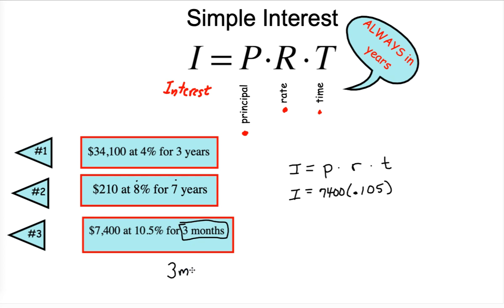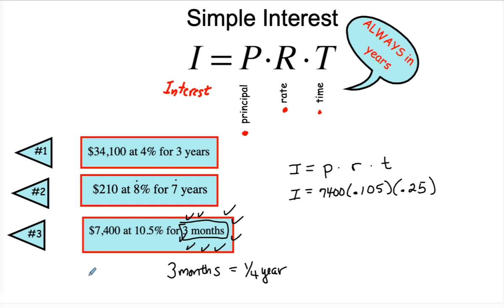So 3 months equals a quarter of a year. So that's what you need to enter in for time. Now you can enter in 1 quarter, or you can just enter in the decimal equivalent of 1 quarter. So that's the big trick with these. You always have to be in years. That's what the formula is written at, is in years. So be careful right there.